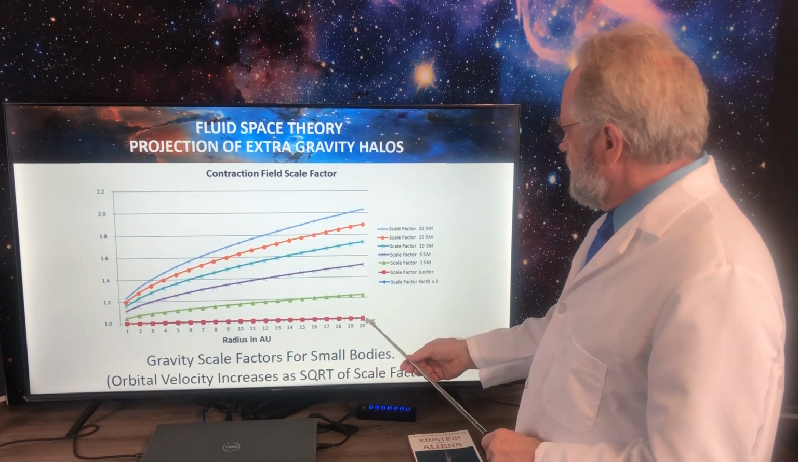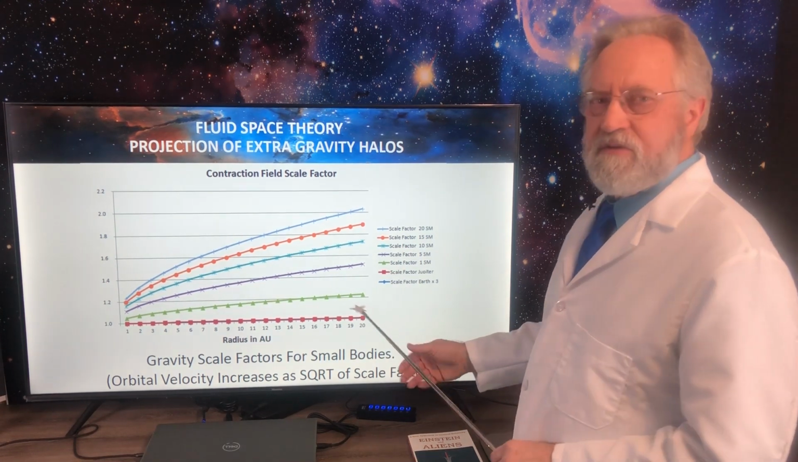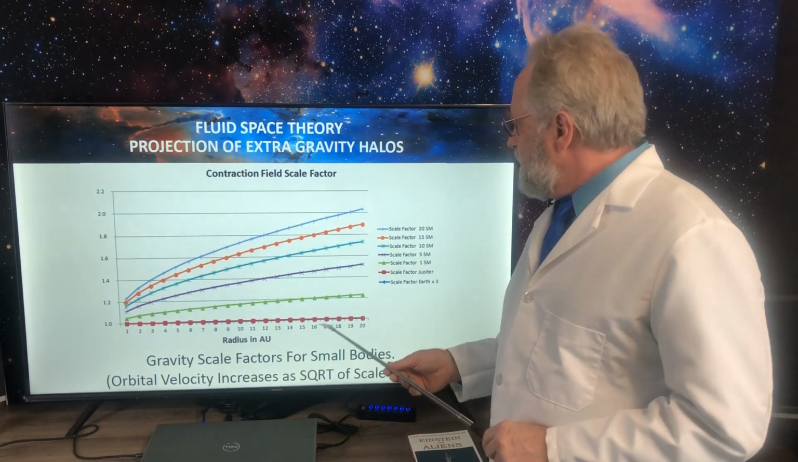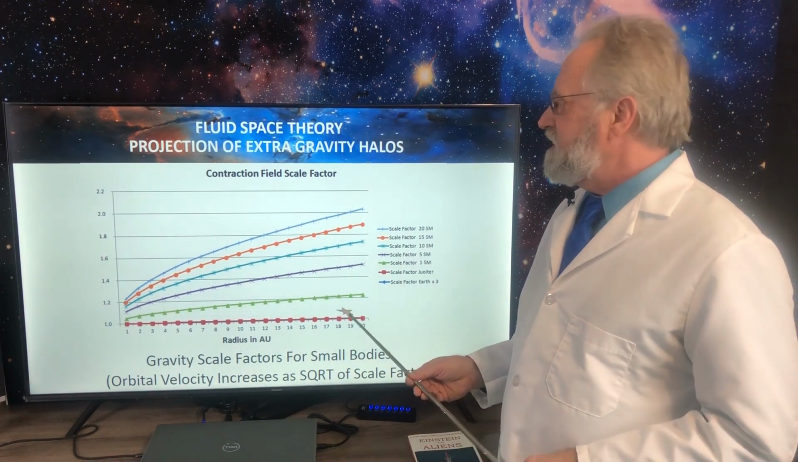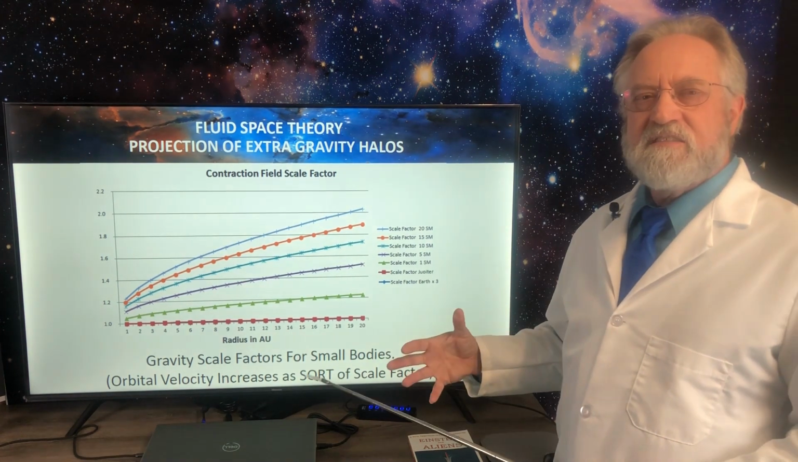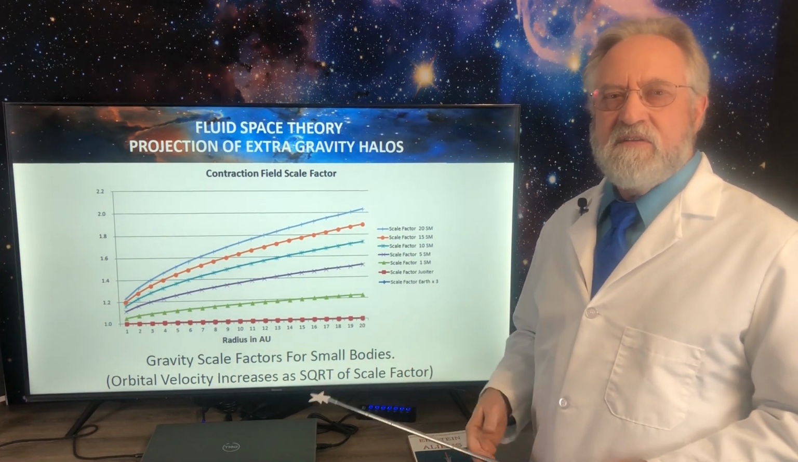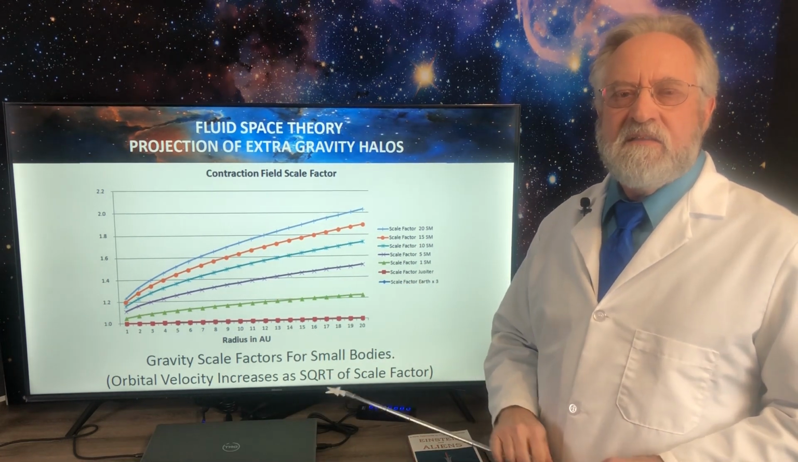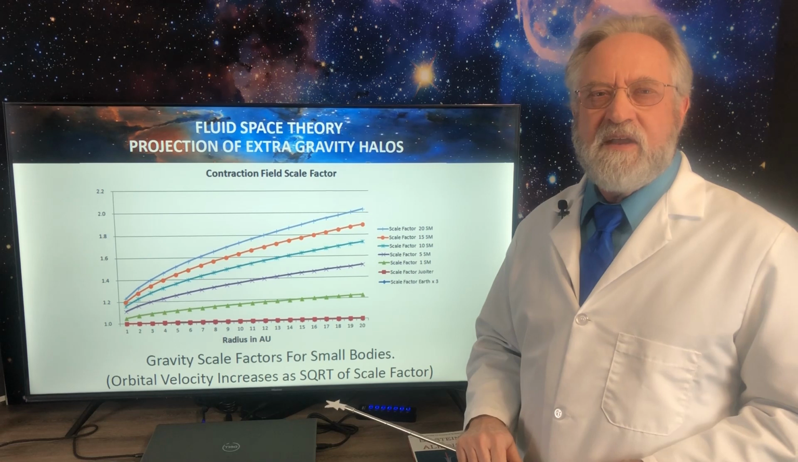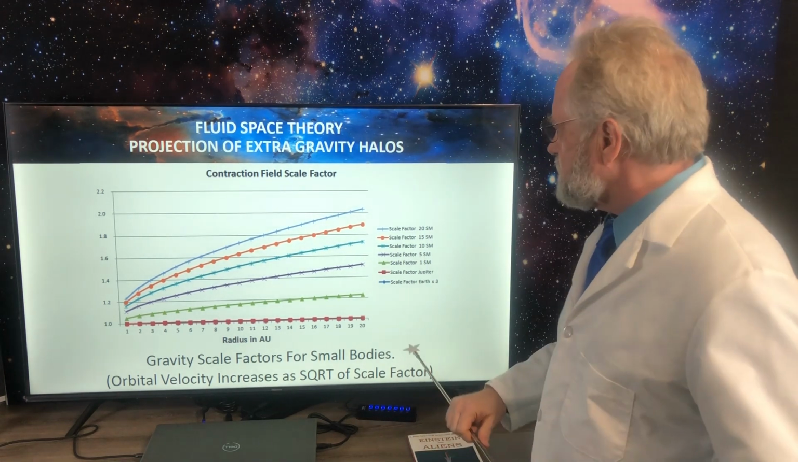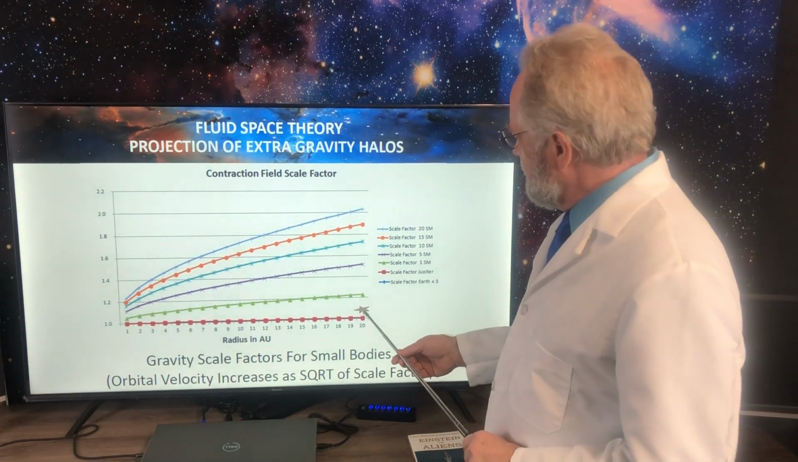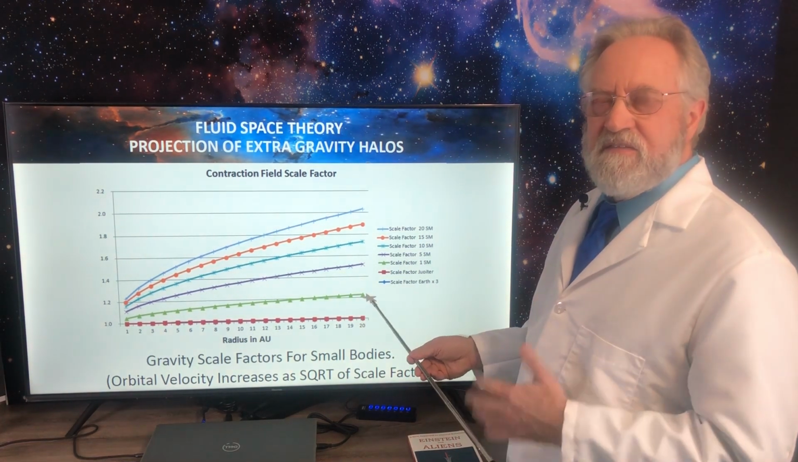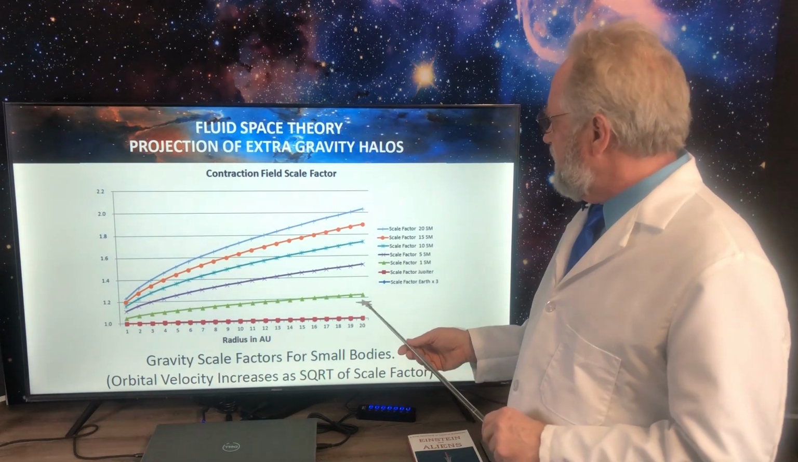So if we look at objects like Jupiter or the Earth or anything smaller, dust, asteroids, comets, they don't project an extra gravity halo. The contraction field is not effective really at all. The distance before it becomes effective is so great that the gravity has tapered out to almost nothing. You have to get to something the size of a sun before you start to see some small amount of the contraction field starting to take effect.